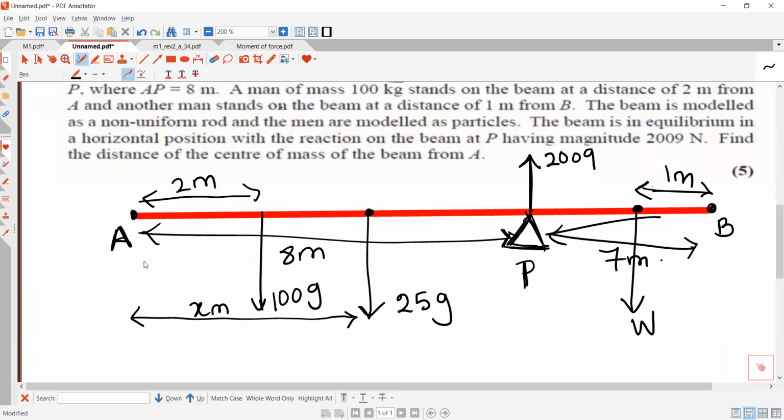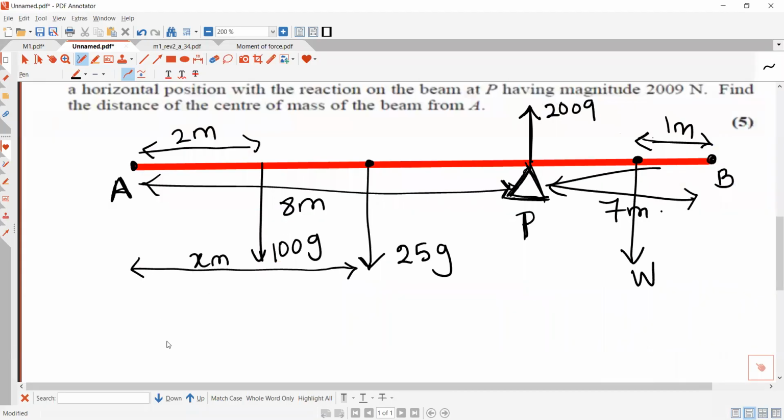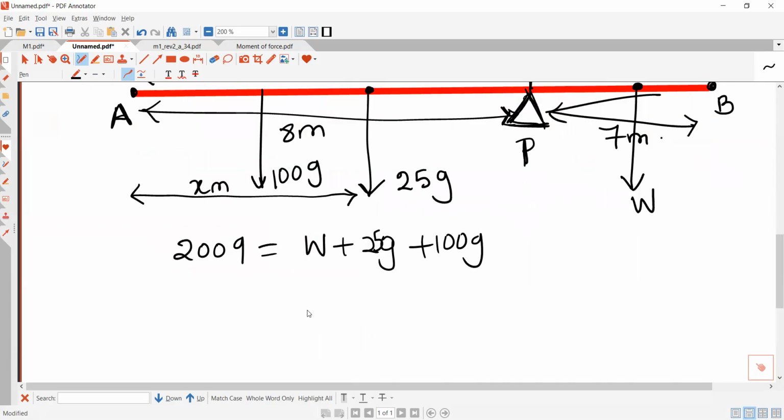Now let's find W first. Total upward force, which is 2009, equals the total downward force, W plus 250 G, so 25 G plus 100 G. Okay? Now, so W is equal to 2009 minus 125 G. How much are you guys getting on your calculator? Remember, don't take 9.81. It has to be 9.8.